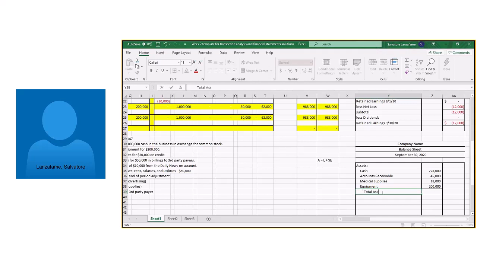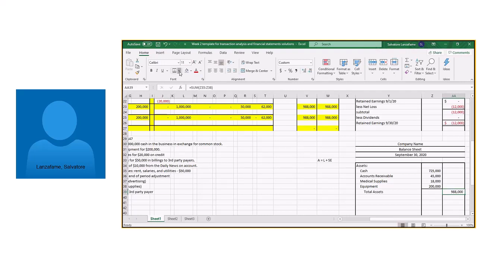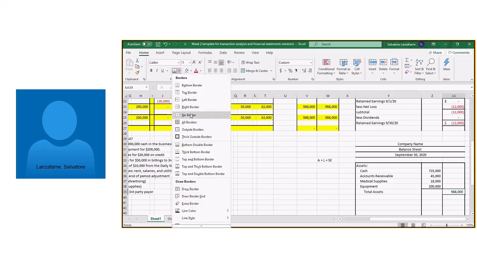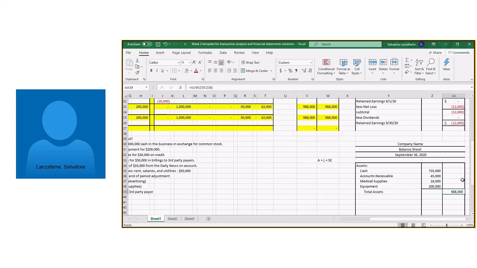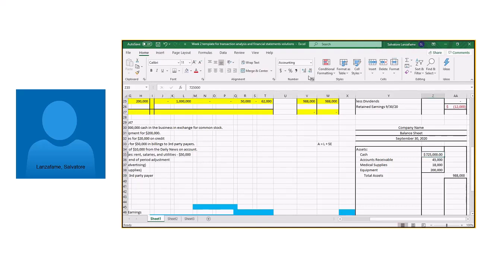So we're going to write total assets, and add these together. I get $988,000. So let's do our little, oops, that's not what I want. That's what I want. Hold on a second. There we go. So total assets 988. Let me do the dollar sign thing.